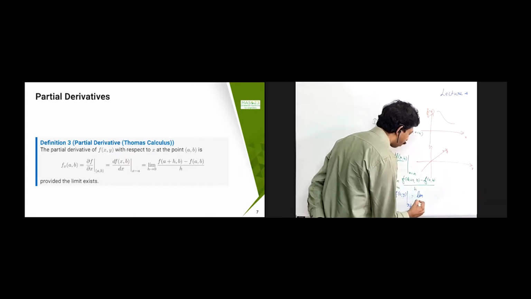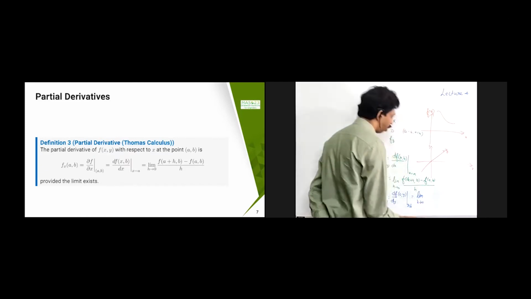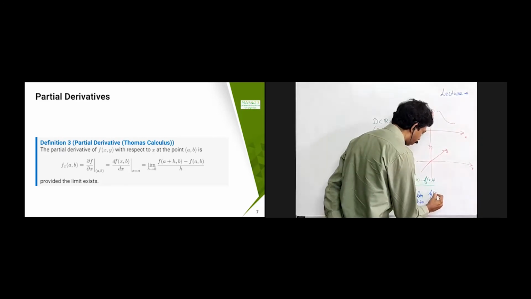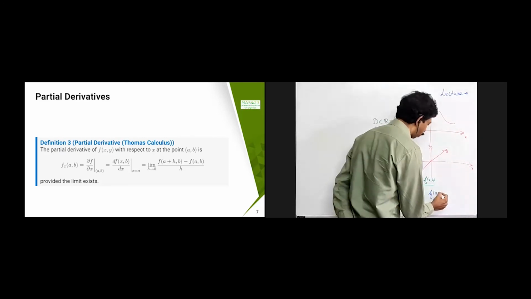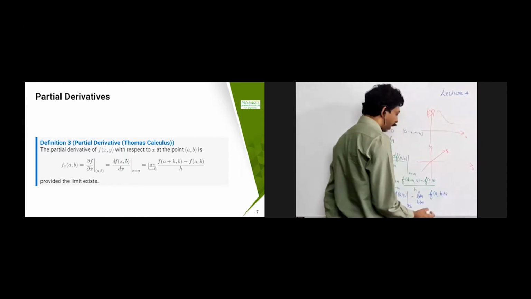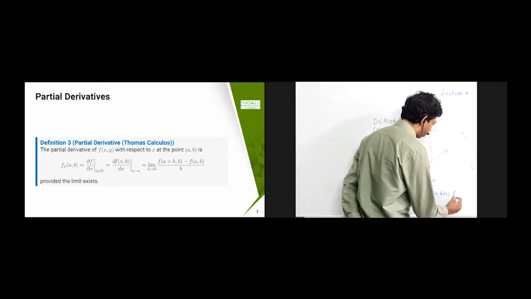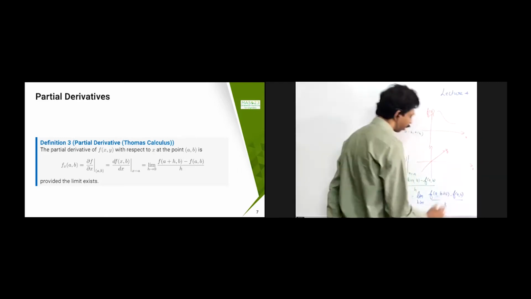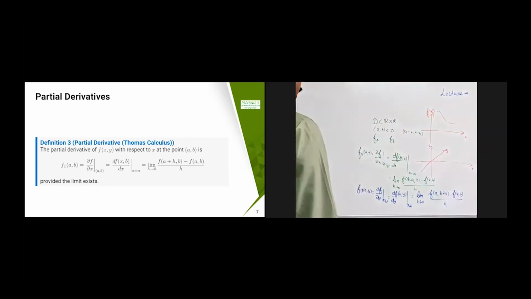I'm going to define a new variable here, k tends to 0. Same thing: here a is fixed, and you vary only with respect to y, so I call it b plus k. So the limit is f of a comma b plus k, minus f of a comma b, divided by k. This is the definition for the partial derivative with respect to the second variable.